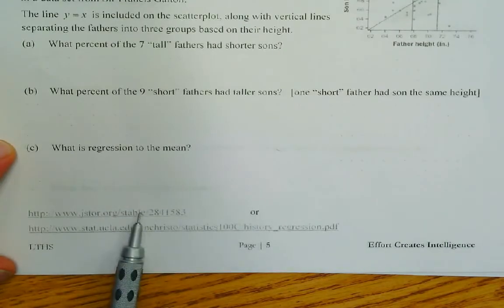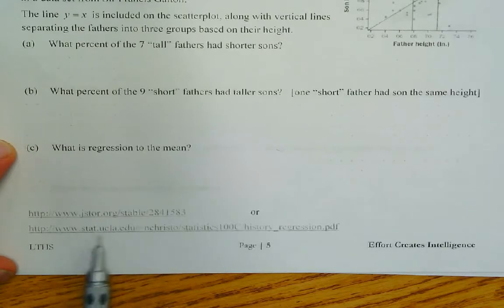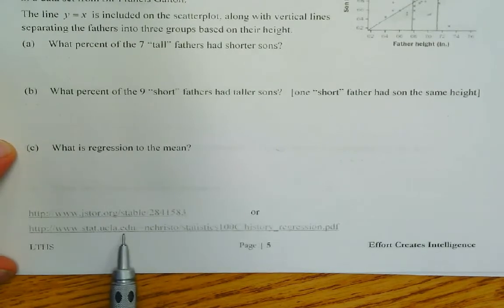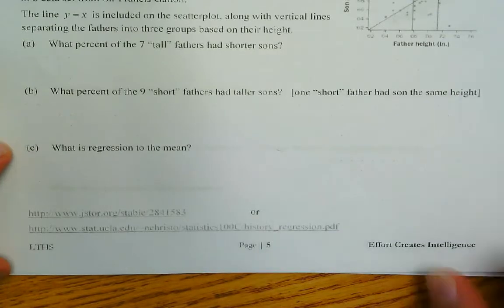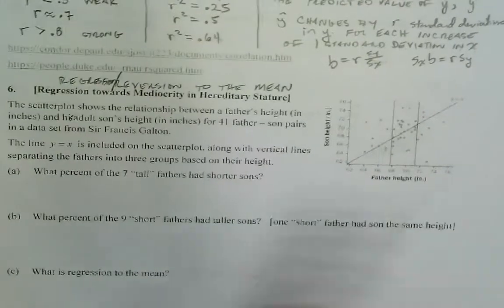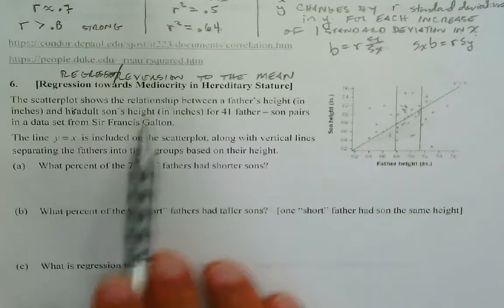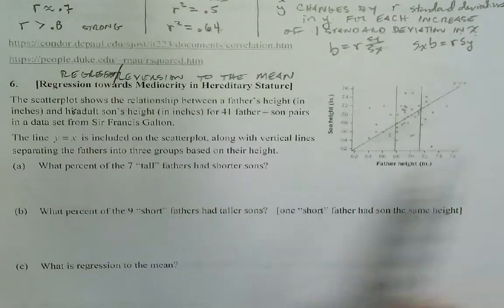You can read more about that at the websites right over here. You need to have access to the JSTOR website if you want the original document and not have to worry about how it's changing. The UCLA website has a link to the text. That's a very interesting text to read. But here we are talking about Sir Francis Galton and these heights.